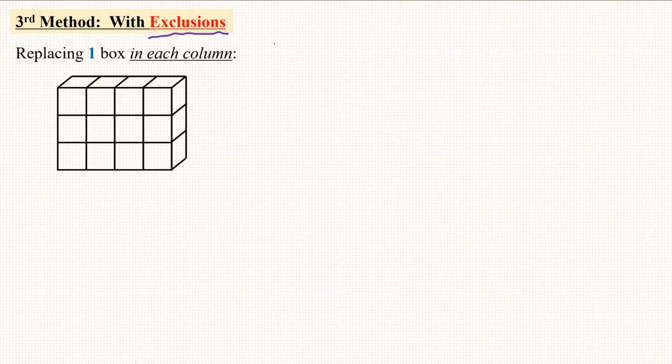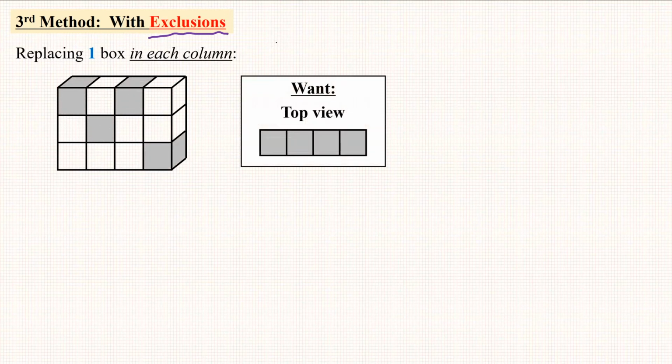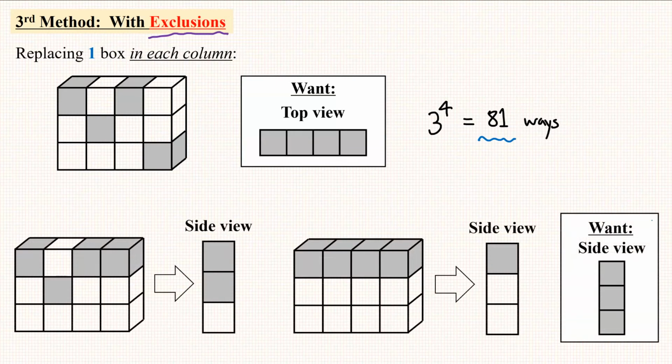We first consider the number of ways of replacing one box in each column, so that the top view looks like this. In each column there are 3 rows we can pick, and there are a total of 4 columns, so there are a total of 3 to the power of 4, which is 81 ways. Obviously, in these 81 cases, there are cases where the side view cannot look like this, so we have to exclude these cases. Now let's take a look at these cases.